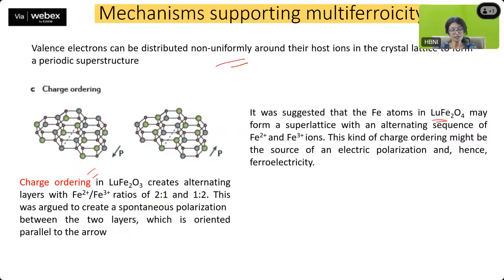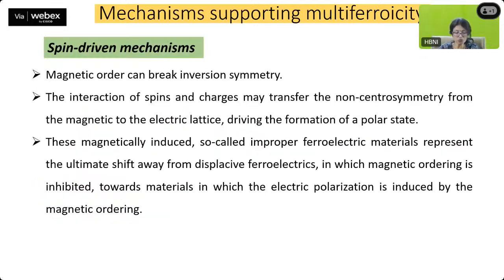Now, apart from this, another way to induce non-centrosymmetry in an otherwise centrosymmetric structure is via magnetism, and this is where your type 2 comes into the picture. So you have these spin-driven mechanisms. Magnetic order, in this case, can break the inversion symmetry. The interaction of spins and charges may transfer the non-centrosymmetry from the magnetic to the electric lattice, and it is going to drive the formation of a polar state. These magnetically induced so-called improper ferroelectric materials represent the ultimate shift away from displacive ferroelectrics, in which the magnetic ordering is inhibited, towards materials in which the electric polarization is induced by the magnetic ordering.